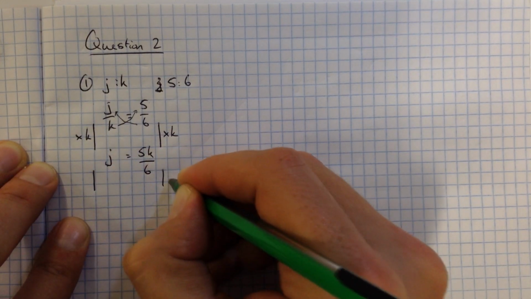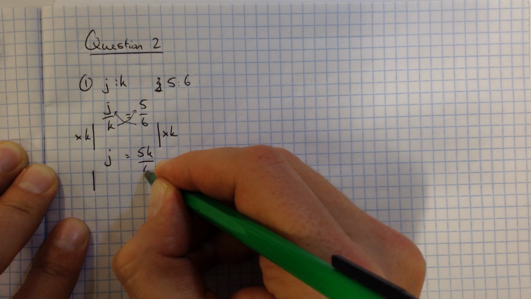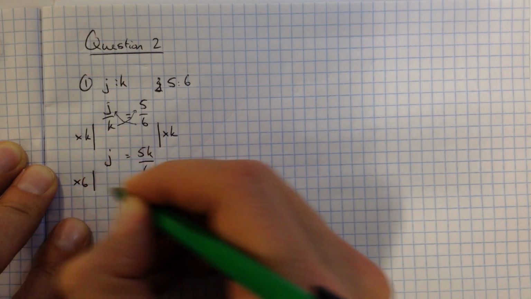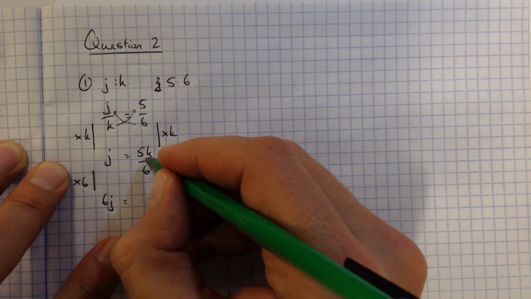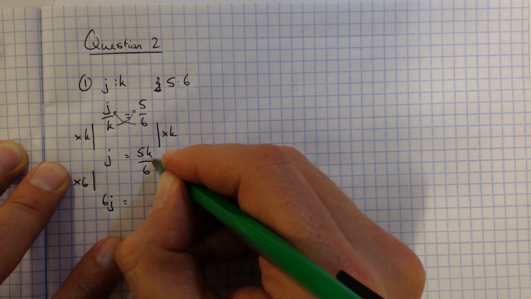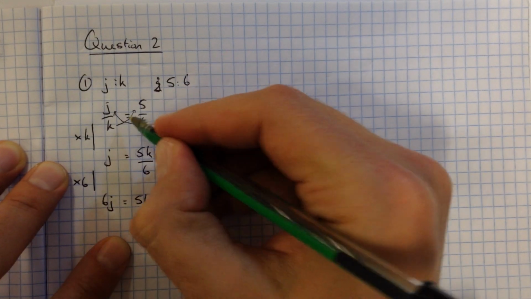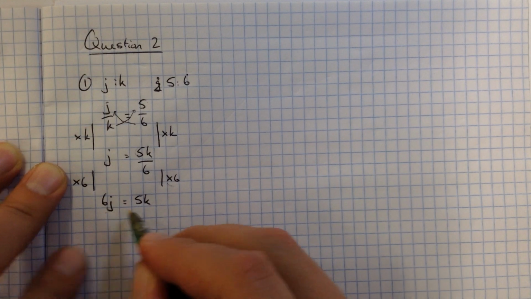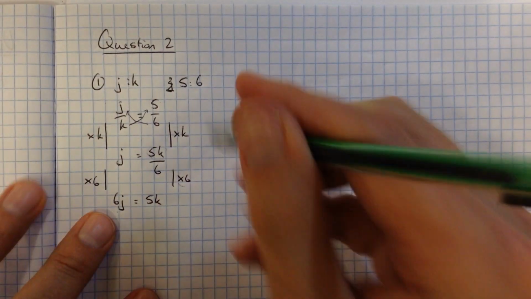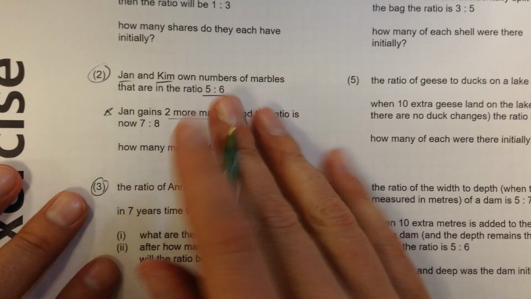I still have to get rid of that 6. So the inverse of dividing by 6 is multiplying by 6. J times 6 is just 6 J's. 5K divided by 6 multiplied by 6 stays 5K. See how you could have just used that shorthand, 6 times J, K times 5. 6J equals 5K.